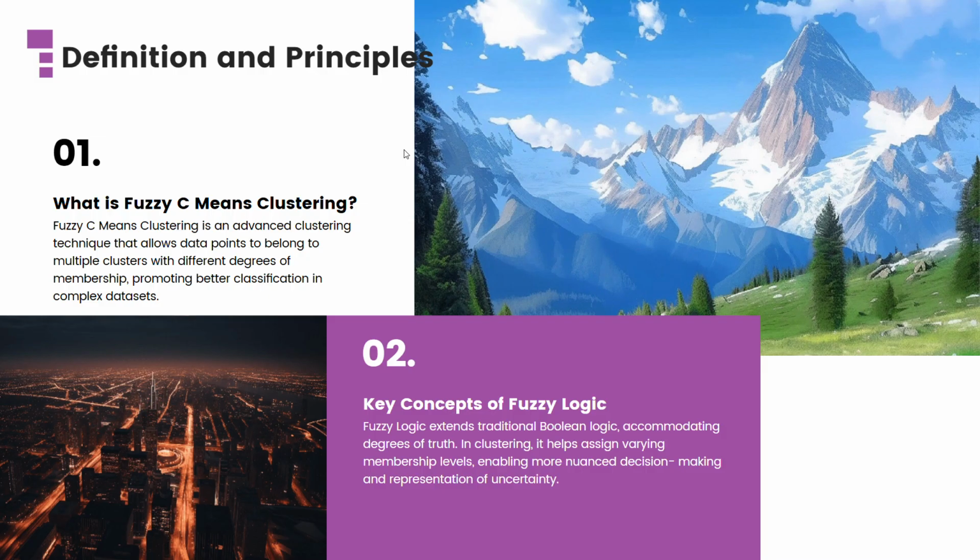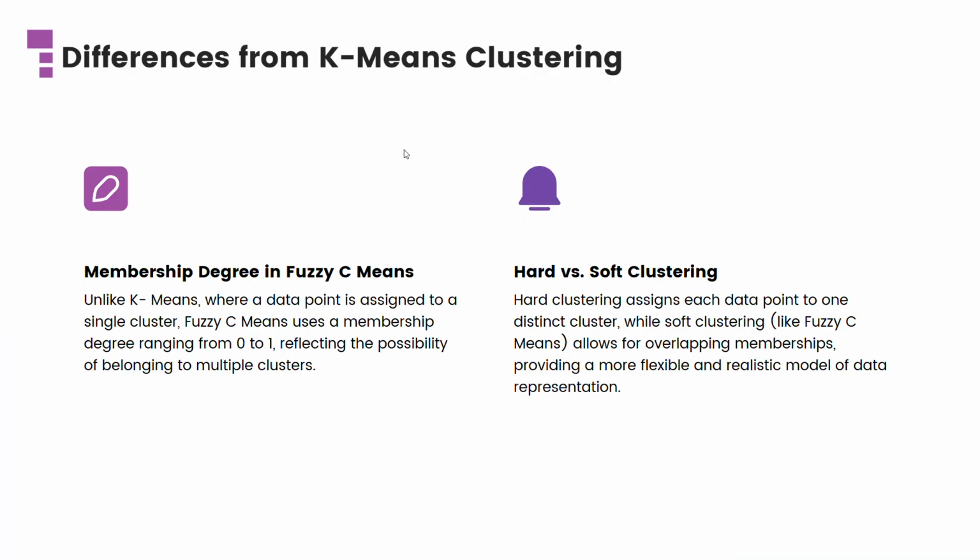What is fuzzy c-means clustering? Definition: fuzzy c-means clustering is an advanced clustering technique that allows a data point to belong to multiple clusters with different degrees of membership, promoting better classification in complex datasets. The key concepts of fuzzy logic: fuzzy logic extends traditional Boolean logic, accommodating degrees of truth. In clustering, it helps assign varying membership levels, enabling more nuanced decision-making and representing uncertainty.